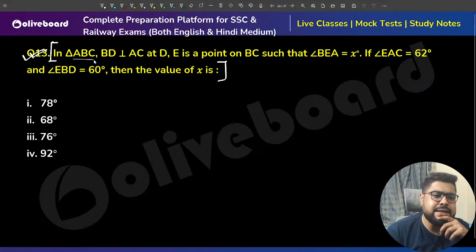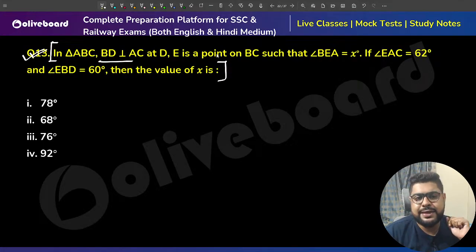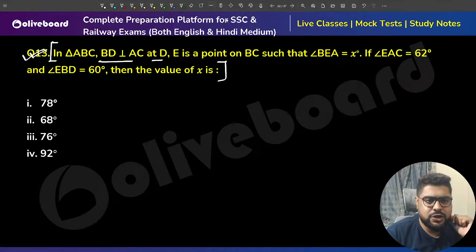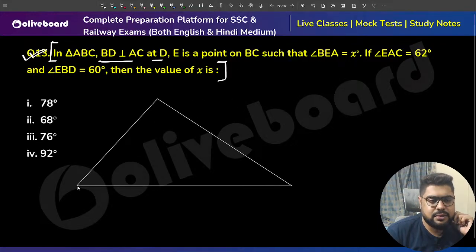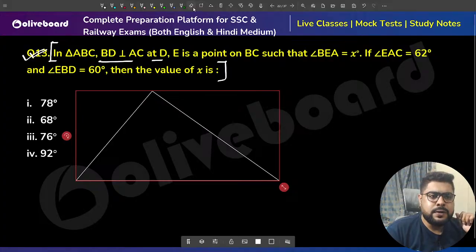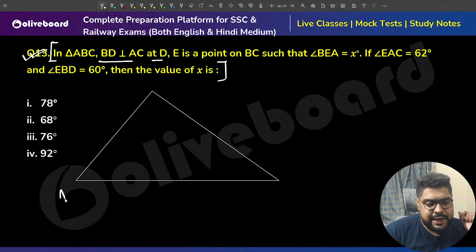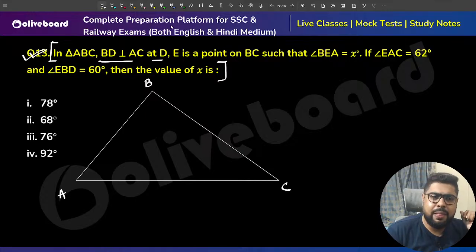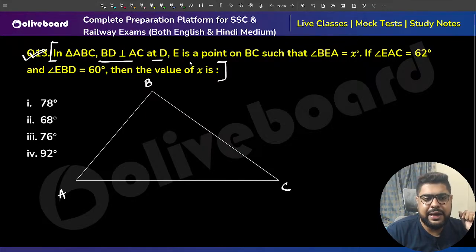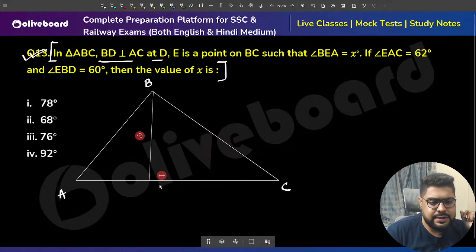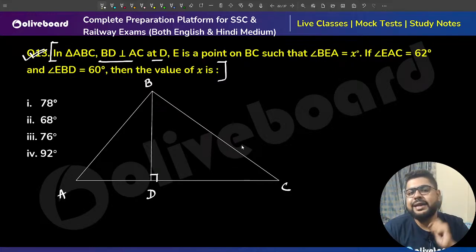So ABC is a triangle. BD is perpendicular to AC at D. Let us draw this. ABC is a triangle, so this is A, this is B, this is C. BD is a perpendicular, and this will be D, say for example. This is perpendicular, this is 90 degrees.